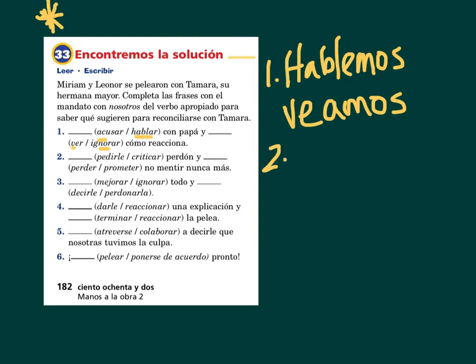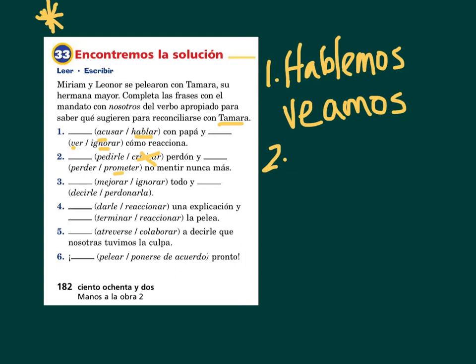Okay, number 2. Pedirle is to ask of him. Okay, so ask of her in this case, because we're talking about Tamara. So ask her for forgiveness. That makes sense. We're not even going to pay attention to criticar. Okay, y no mentir nunca más. No mentir is not lie, so we're going to promise to not lie.